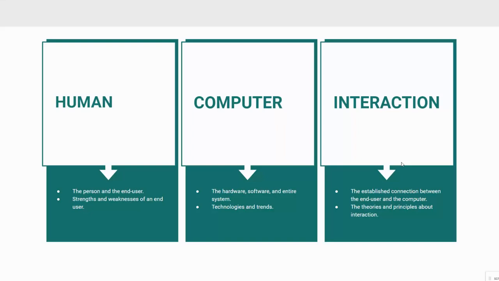So the human in this case is the person or the end user. So in HCI, because the course is multidisciplinary, you will discover it later. But HCI is a multidisciplinary field. When we say multidisciplinary field, it looks at or considers another field of study or discipline.